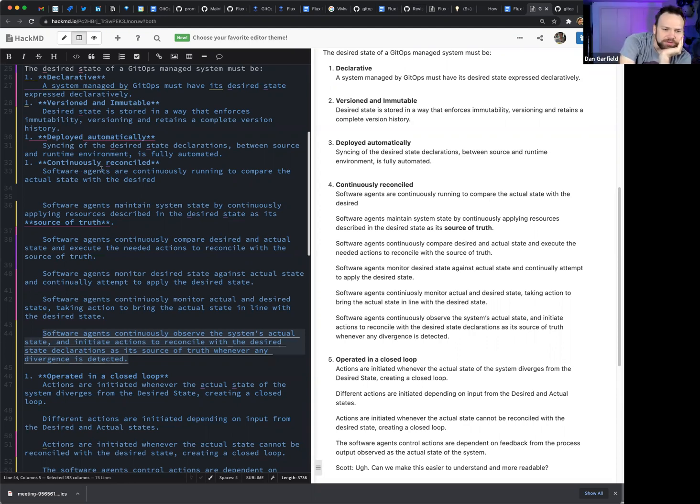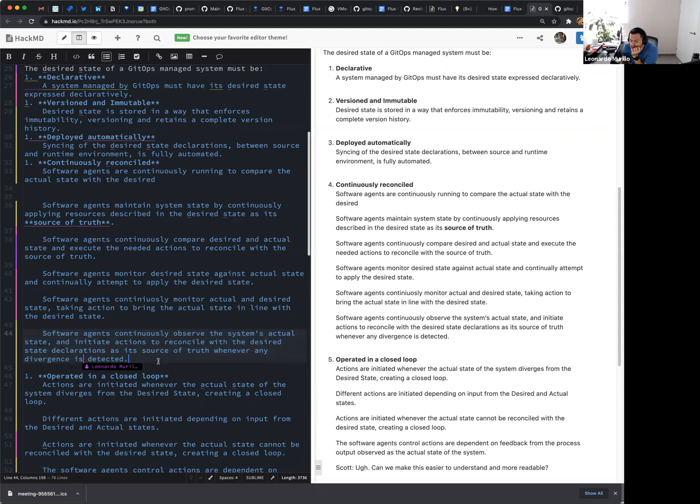Yeah, okay. It's a little muddy. It's a little long, right? Yeah, I know. It's got it all, but it's a little muddy. Well, maybe we could just reduce its size. Software agents continuously observe. I think whenever any divergence is detected is obvious because there is no need to reconcile when there is no difference. So what if this is eliminated? I'm gonna make another copy.